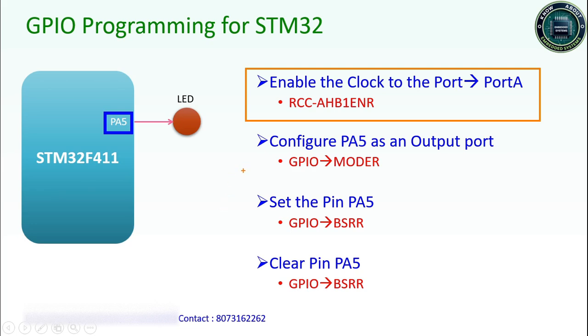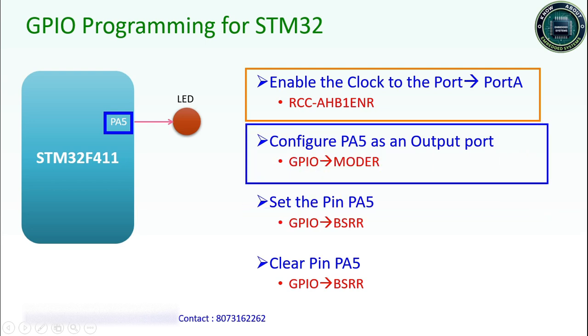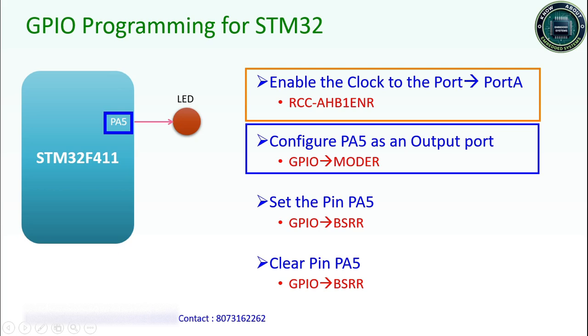First point. Second point, whatever you're seeing on the screen: we have to configure the GPIO port A5 pin as an output port. Configure the PA5 pin as an output port. How can I do that? There are different registers. In order to configure your mode of operation, we have to use the register you're seeing now. GPIOx_MODER is a register which is used to configure your pin operation, like whether you want it as an input port, output port, analog port, like that.